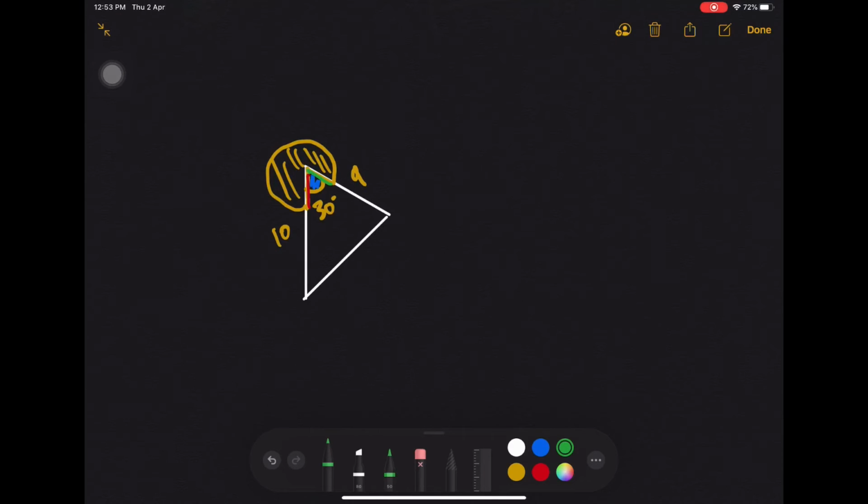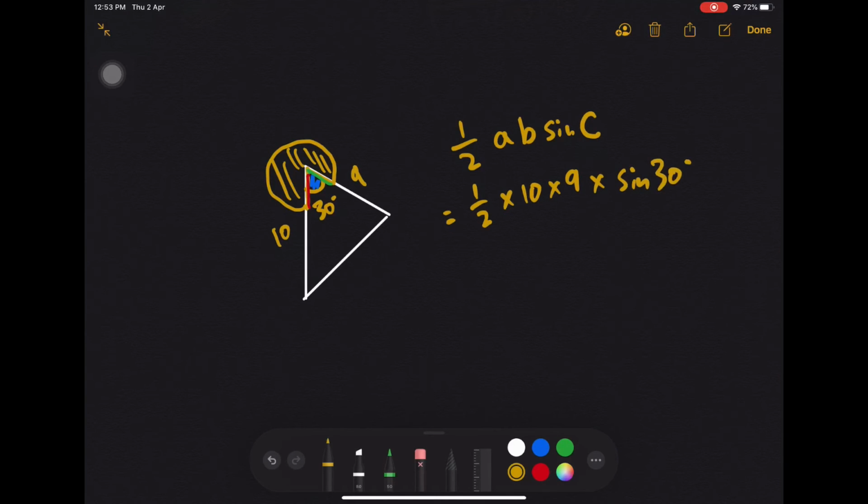Once you have this, you can solve the area of the non-right angle triangle. The formula goes by this: half ab sine C. A and b don't really matter. It can be 10, it can be 9, because it's a times b. So 10 times 9 and 9 times 10 is the same thing. So we're going to put this down: half times 10 times 9 times sine 30. And there you go. You press this in the calculator, you find the area of a non-right angle triangle.